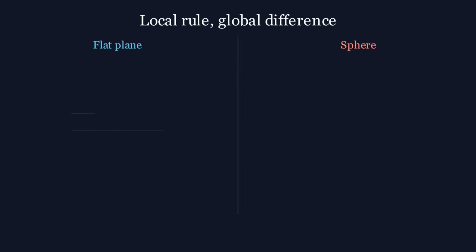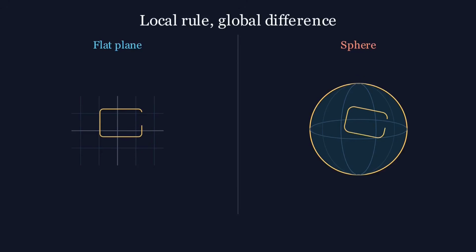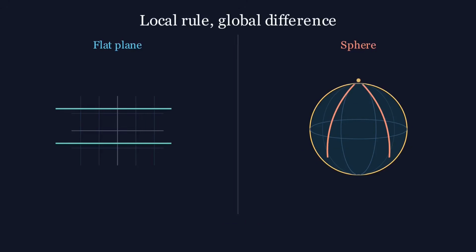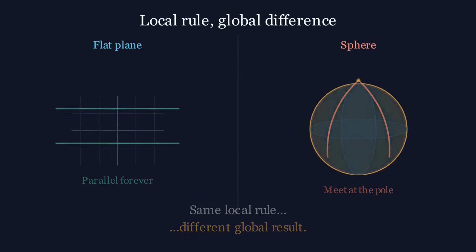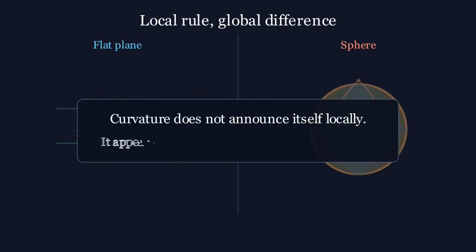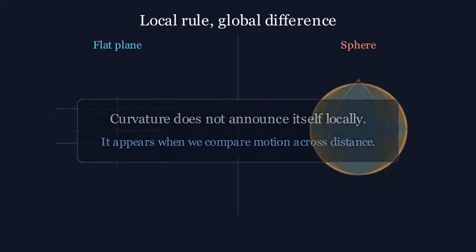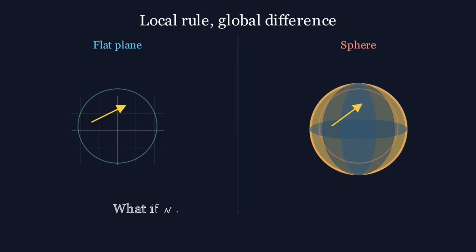Look closely at a tiny patch of any surface. On a flat plane or on a sphere, the local view is almost the same. Up close, straightness feels identical, but zoom out and extend the same locally straight paths. On the plane, they stay parallel. On the sphere, they slowly converge. Same local rule, different global result. Curvature does not announce itself in a tiny neighborhood.